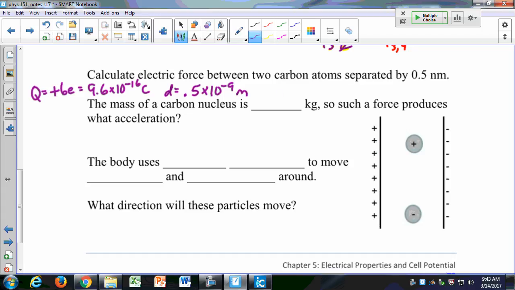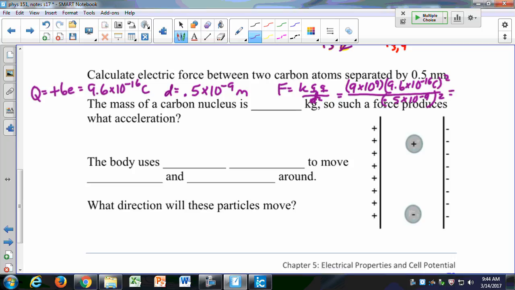And so if I want to calculate the force, I would say kQQ divided by D squared. K has a value of 9 times 10 to the ninth. I'm not going to ask you to calculate the force on any charges. I just want to show you that the electric force is actually quite a big force. Times 9.6 times 10 to the minus 16 coulombs. But since there are two of them, I square that and then divide by 0.5 times 10 to the minus 9, and that's also squared. That's the distance between them in meters.